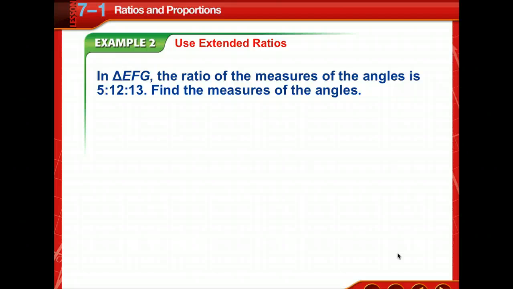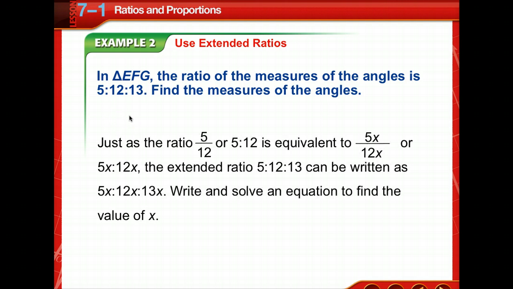Now, extended ratios can be used to compare 3 or more quantities. The expression A to B to C means that the ratio of the first two quantities is A to B, the ratio of the last two quantities is B to C, and the ratio of the first and the last is A to C. So we could say 5 to 12, 12 to 13, and 5 to 13. Okay, so let's look how we use extended ratios.